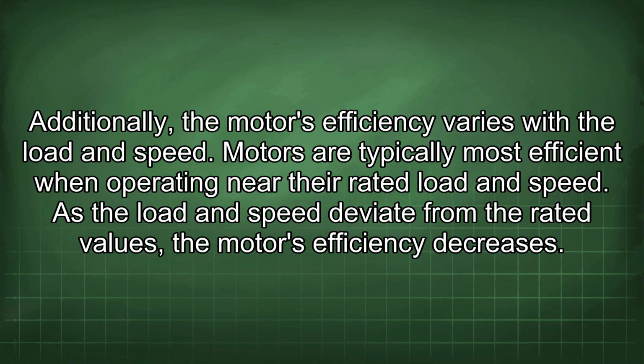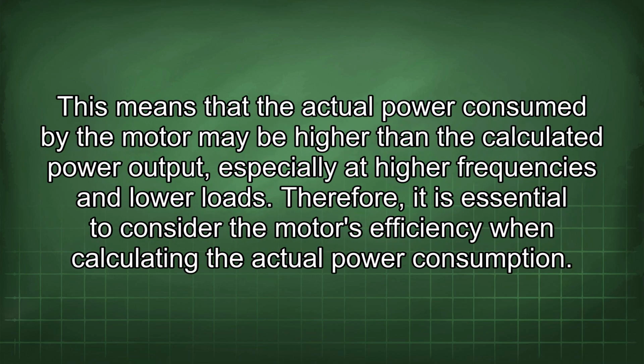Additionally, the motor's efficiency varies with the load and speed. Motors are typically most efficient when operating near their rated load and speed. As the load and speed deviate from the rated values, the motor's efficiency decreases. This means that the actual power consumed by the motor may be higher than the calculated power output, especially at higher frequencies and lower loads. Therefore, it is essential to consider the motor's efficiency when calculating the actual power consumption.